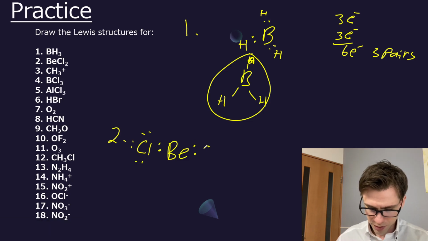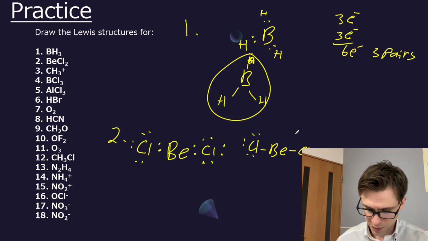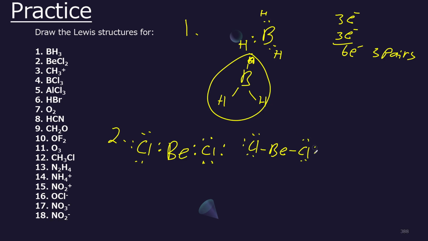Chlorine will complete its octet as it should, and beryllium will just have 2 pairs around it. So you can draw that in bond version just like this, but for proper Lewis structures you always have to write the lone pairs on halogens like this. Okay. What's next? CH3+.